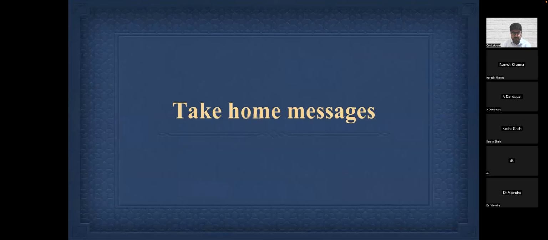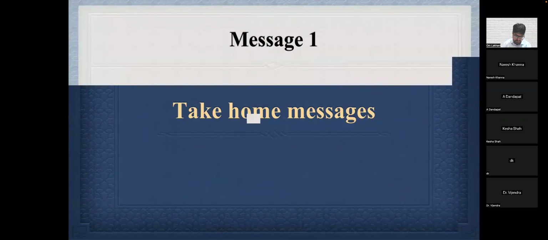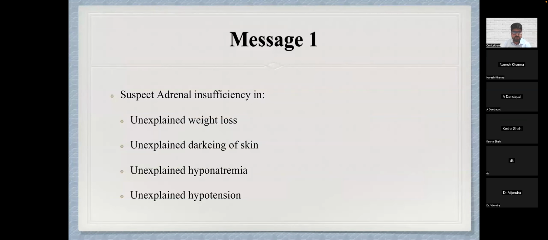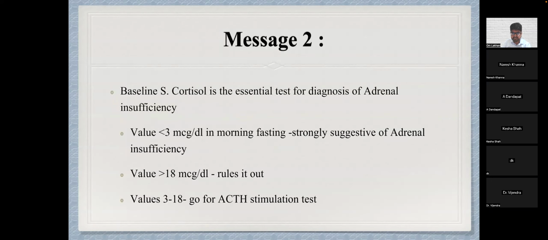So with this, we'll take some take-home messages. Very importantly, when should you suspect adrenal insufficiency? Suspect adrenal insufficiency when you have unexplained weight loss, unexplained skin darkening, hyponatremia, hypotension, right? A baseline cortisol, which is very important, right? Less than 5, we discussed this in the new cutoffs, less than 5, 5 to 12 and more than 12, right?